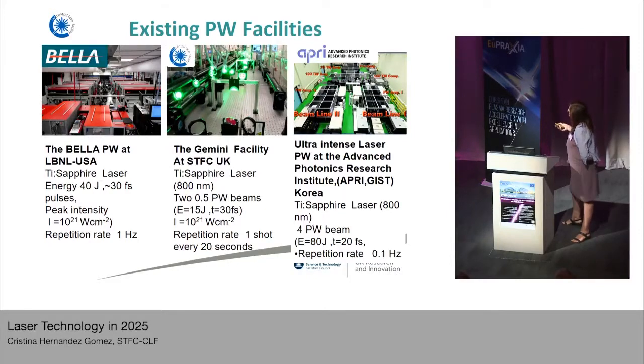And if you go to Asia, again, there is another petawatt laser. They claim that they've delivered about 4 petawatts with relatively short pulses. Now, all these three facilities can be used for electron acceleration. BELLA is totally dedicated to the electron acceleration program. In Gemini, 70% of the program is electron acceleration. And in APRI, they do both solids and electron acceleration experiments.